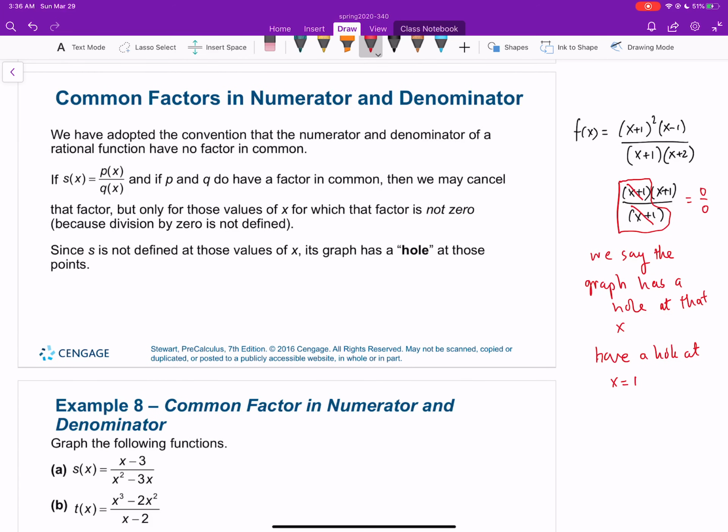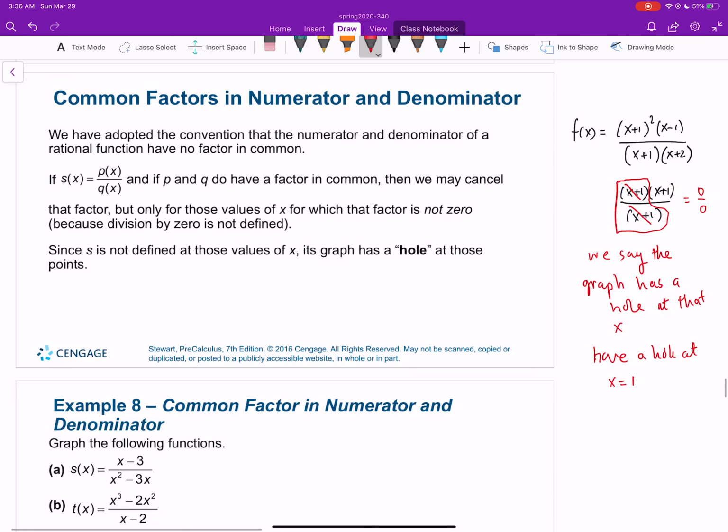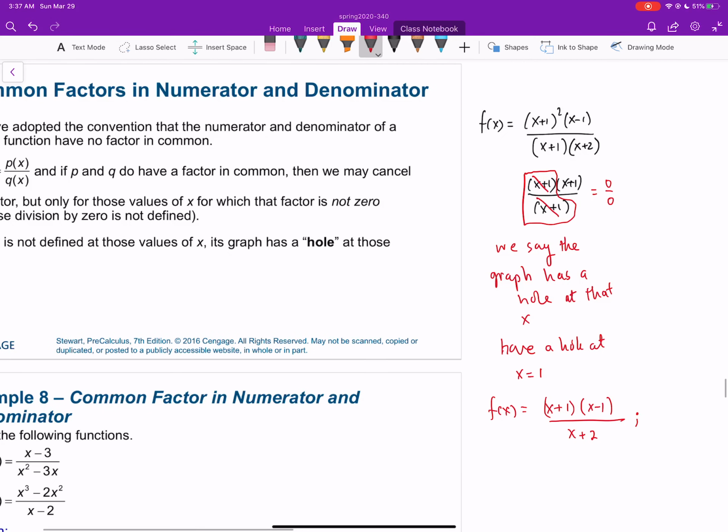What's going to happen is if we cancel this out, now this expression looks like f of x is equal to (x plus 1)(x minus 1) all over (x plus 2), and we need to qualify this that x cannot be, oh, I believe this is supposed to be -1, my bad, -1. All right, we know that x cannot be -1 when we do this. So this becomes the expression that we want to work with right now.